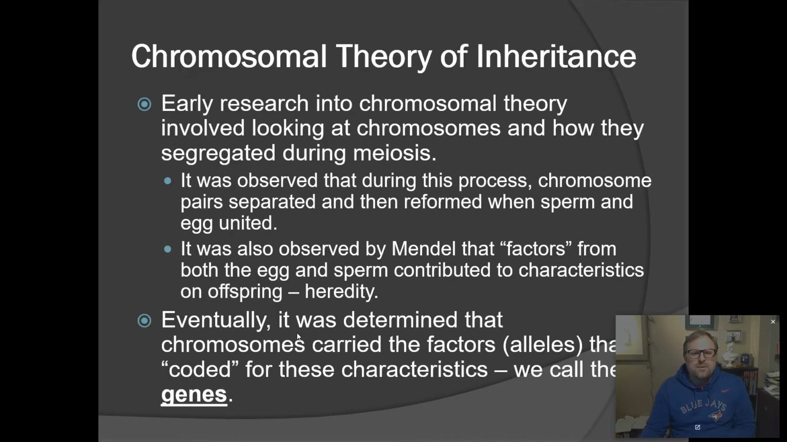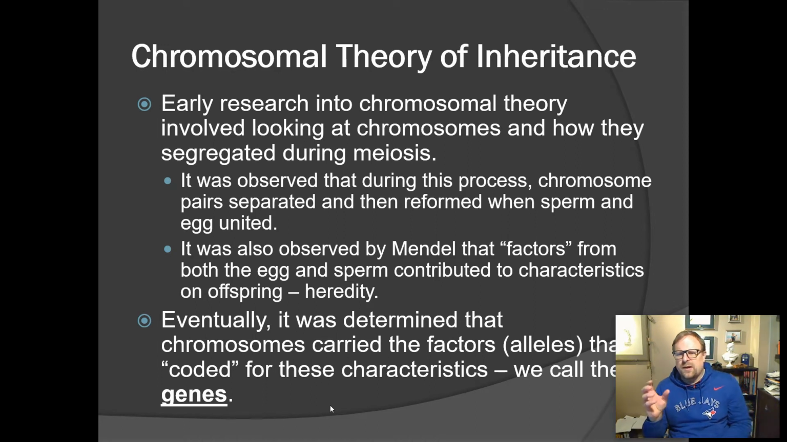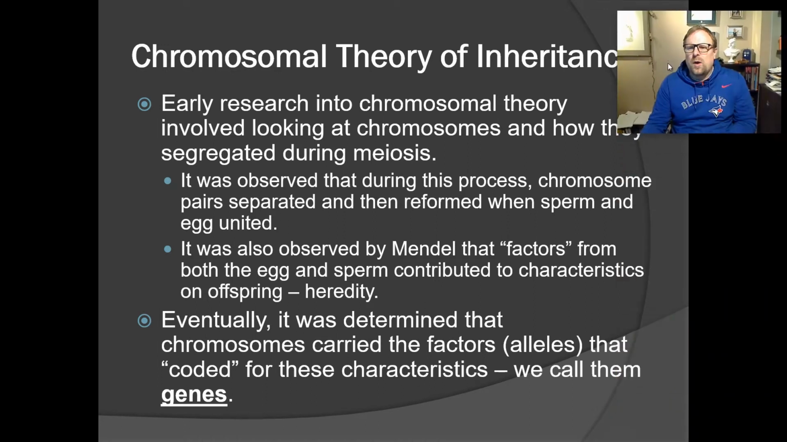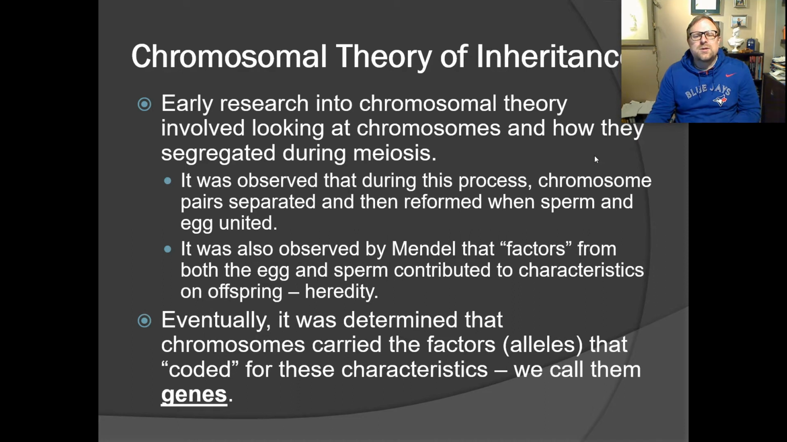Where we're moving into now is starting to, again, find some patterns that don't quite make sense based on what we saw from Mendel and his genetics. And so certain scientists have gone and explored that a little bit more deeply. So the chromosomal theory of inheritance. Early research into chromosomal theory involved looking at chromosomes and how they segregated during meiosis. And it was observed during this process that chromosome pairs separated and then reformed when sperm and egg united. And we know this, right?